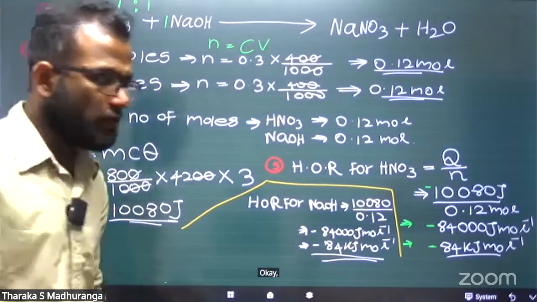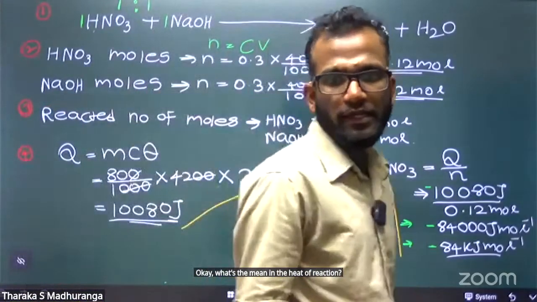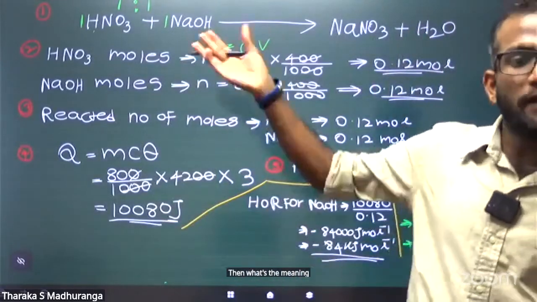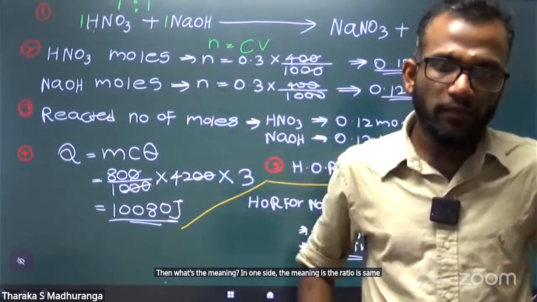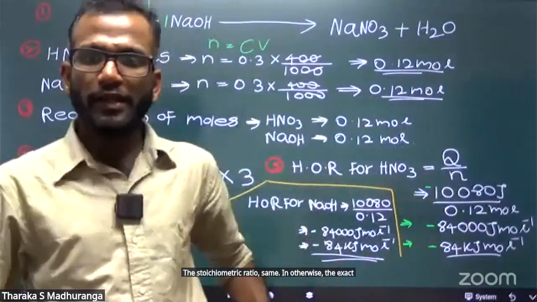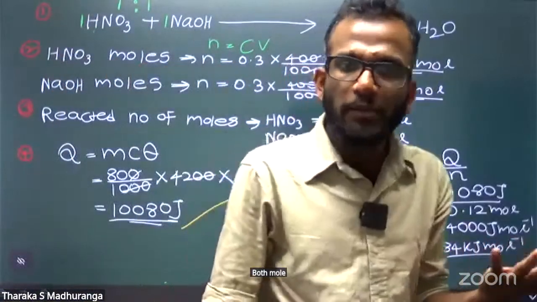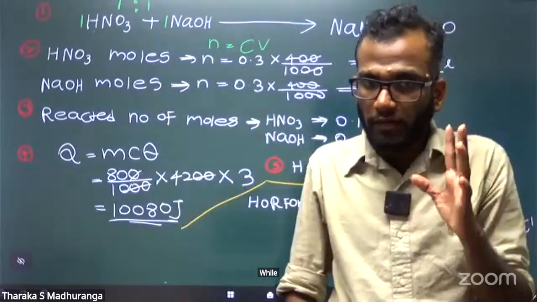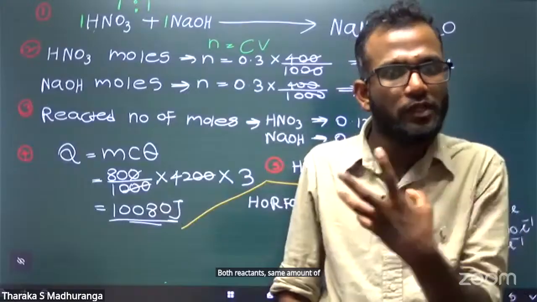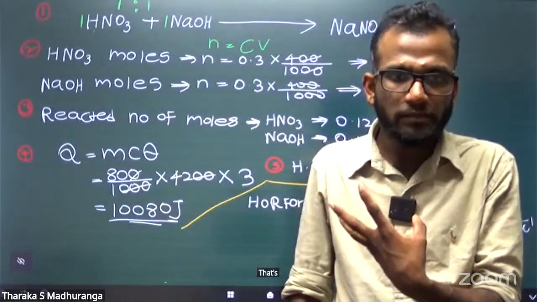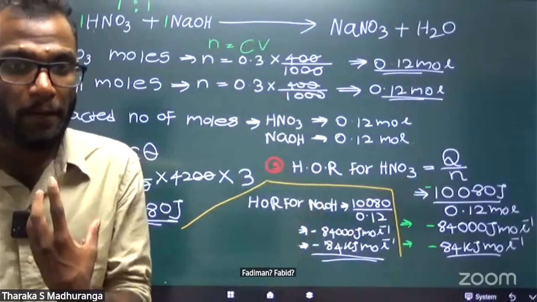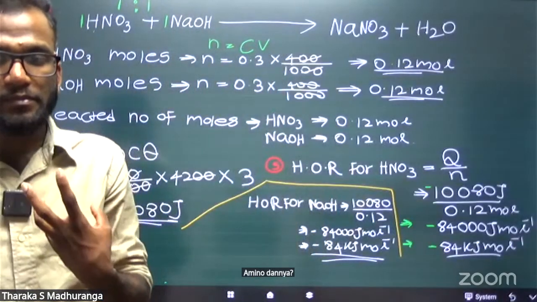Okay, what's the meaning? The heat of reaction for both reactants is the same. Then what's the meaning? In one way, it means the ratio is the same. The stoichiometric ratio is the same. Otherwise, the exact meaning is that while reacting 1 mole of both reactants, the same amount of heat is released to the environment. That's the meaning. Fatima, Habib, Rehlan, Amina, Udanya. Clear?